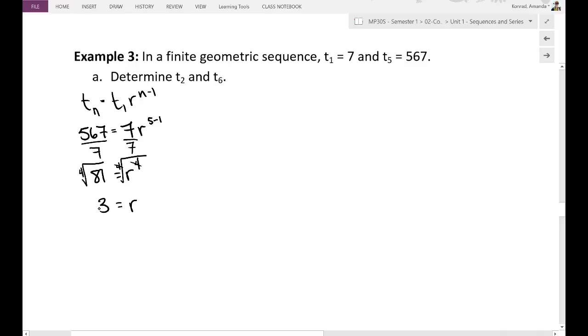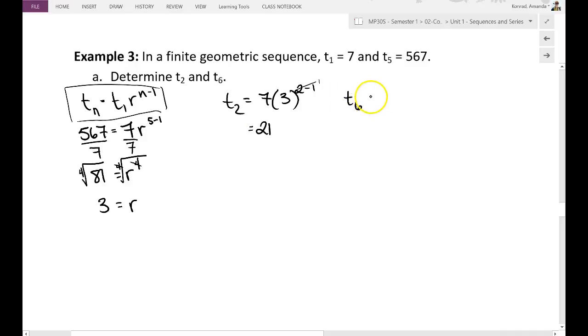Great, now I can solve for term 2 and term 6. So term 2 is going to be term 1, or 7, because again, I'm using this equation for everything. So term 1 is 7. R now has a value of 3, and n is going to be 2 minus 1. So it's just going to be 7 multiplied by 3 to the power of 1, if we think about it that way. And so term 2 is going to be 21.